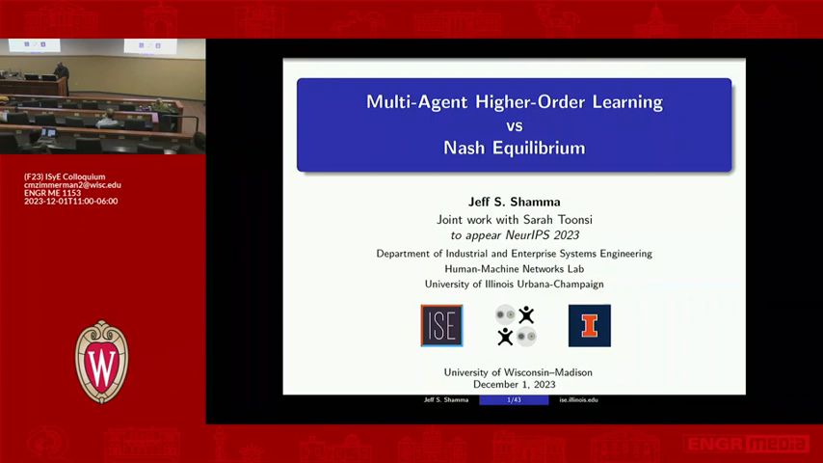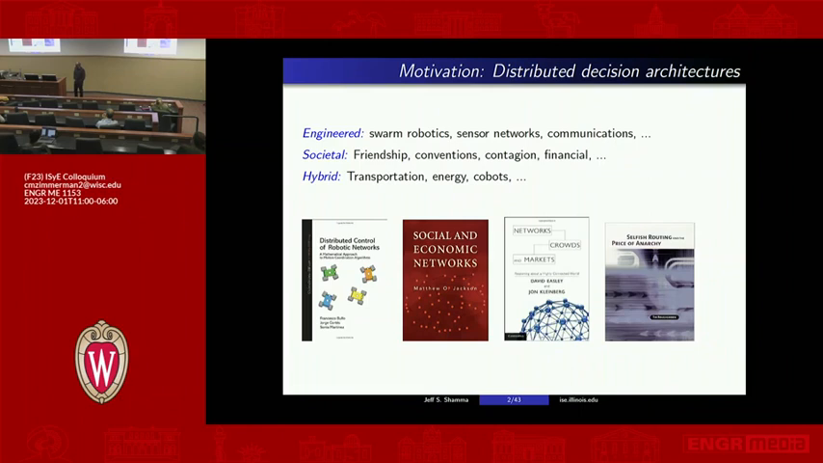So the motivation is distributed decision architectures. Here in ISYE, we study decision systems, and in particular, we're interested in decision systems that involve many decision makers. This can be engineered, for example, in autonomous vehicle fleets or swarm robotics. It can be societal, so friendship networks, contagion networks, and the like, or it can be hybrid, human drivers interacting with autonomous vehicles, human-robot interaction, and the like. And here's a handful of monographs reflecting different aspects of either engineered or human or hybrid distributed decision architecture settings.